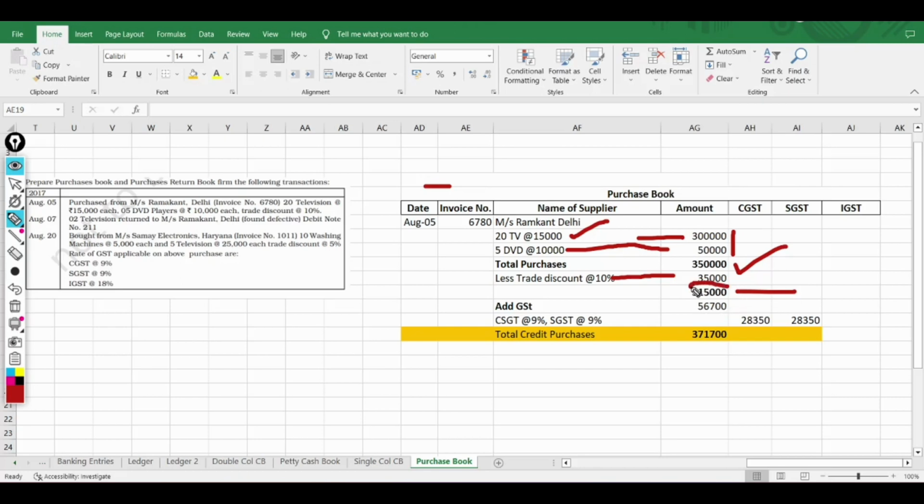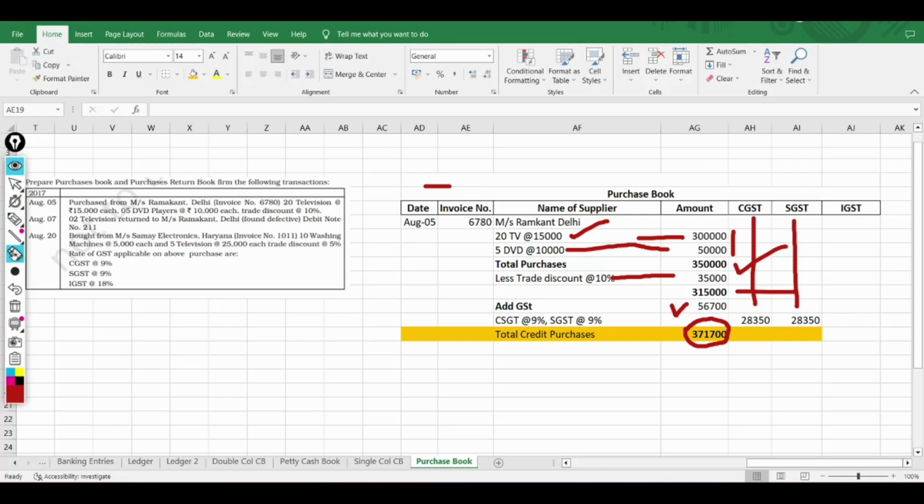GST we have to apply on the amount after deducting our trade discount. Now our GST is applicable at CGST 9% and SGST 9%. In the particular column, we have recorded our GST at 9% on 3,15,000. Our total of GST is 56,700. We added the total and our total credit purchase is 3,17,700.